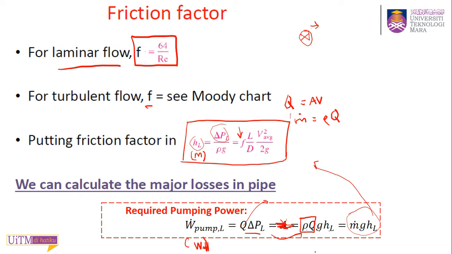Can you follow this, from Q times pressure losses? You will get this one because you know the pressure losses. Delta P_L equals rho g h_L from this equation. That's why you get rho g h_L times Q, and rho Q is the mass flow rate. That's why it is mass flow rate times g times h_L. That will give you your pumping power.